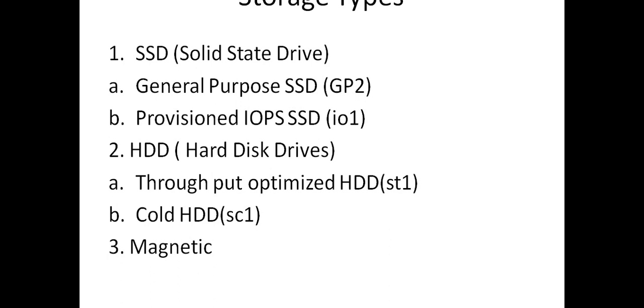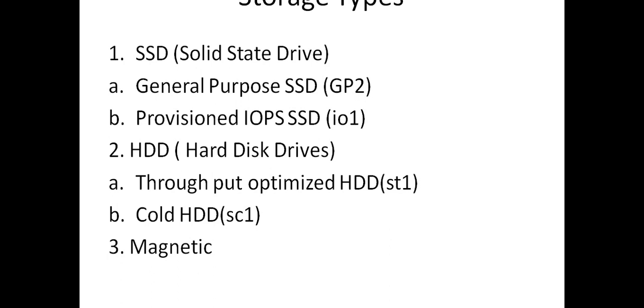Second is known as hard disk drive. First is cold HDD. We will be using cold HDD when you have a very large amount of data which is less frequently accessed and low storage cost matters. In that case I will go for cold HDD. Cold HDD storage starts with 500 GB. That means you have to create a minimum of 500 GB volume in this.